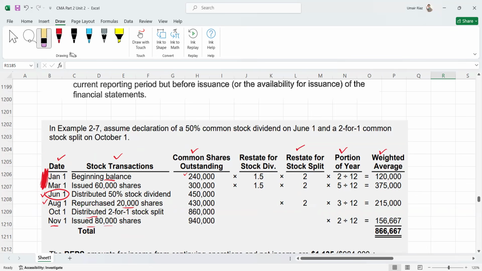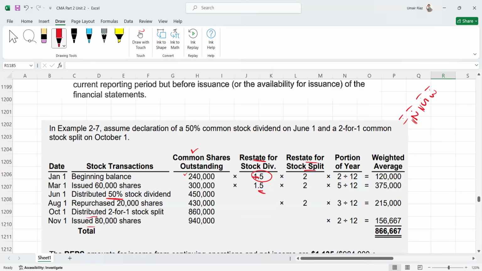Now, how will you solve it? Please remember how this fraction is written here. The restate factor for stock dividend is 1.5, because the stock dividend is 50%. If the stock dividend is 50%, we'll write 1.5, where 0.5 represents 50%. If the stock dividend is 20%, we'll write 1.2. If it is 10%, we'll write 1.1. If it is 30%, we'll write 1.3. Understood? That's why it's written 1.5. Then how is the restate factor for stock split written?